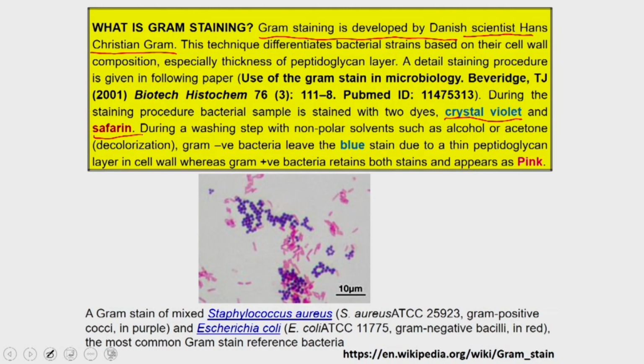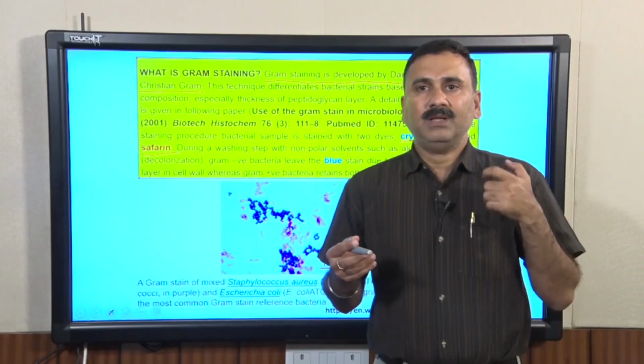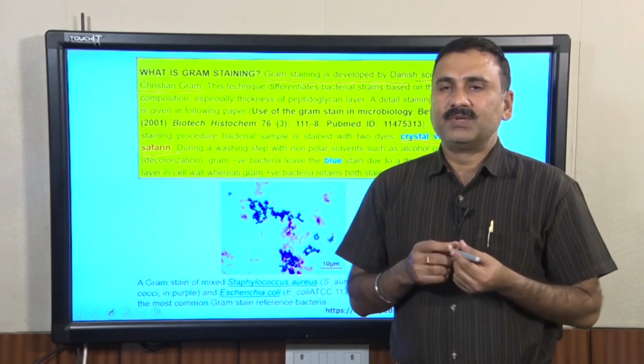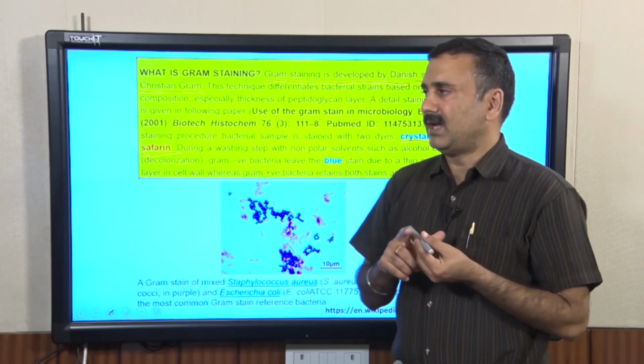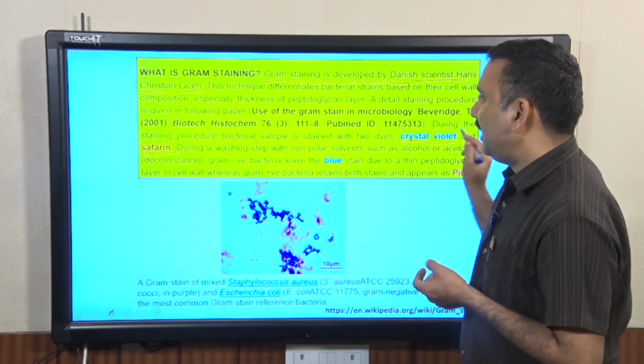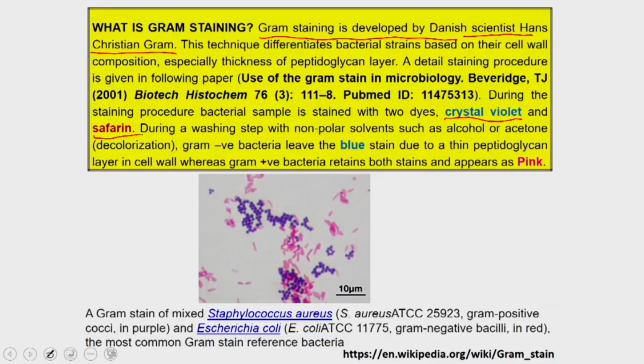In this procedure, you make a thin smear of the bacterial cells, and then you stain with the gram stain, which is a mixture of crystal violet and safranin. Then, during a washing step, once the staining is over, you wash the stain with a non-polar solvent, such as alcohol or acetone, and that will remove the stain from the bacteria.